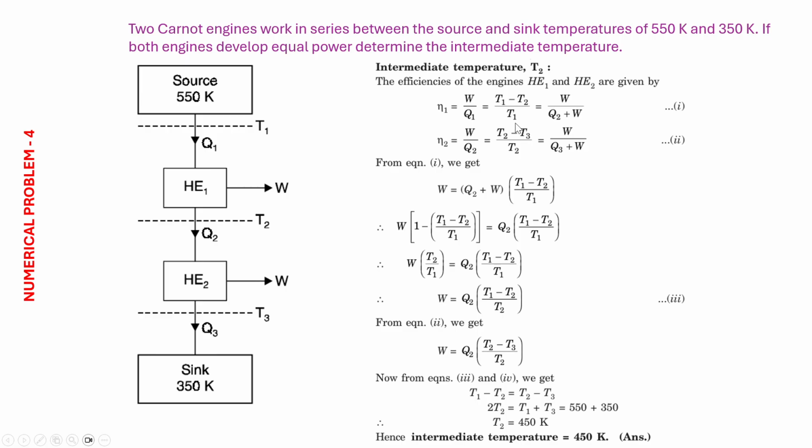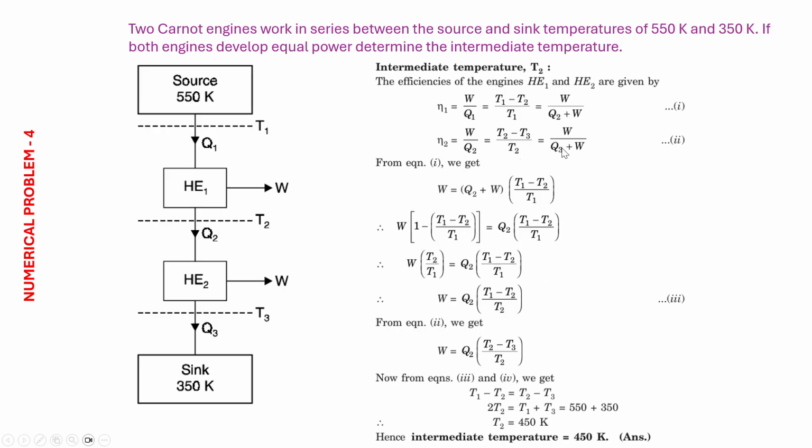Now, just consider the equation 1 where you are going to cross multiply Q2 plus W with this T1 minus T2 divided by T1. Then you are going to multiply Q2 with this T1 minus T2 divided by T1 plus W into T1 minus T2 by T1. On taking W as common, you will have 1 minus T1 minus T2 divided by T1, which is equal to Q2 into T1 minus T2 divided by T1. On rearranging this equation, you will have W as Q2 into T1 minus T2 divided by T2, right?